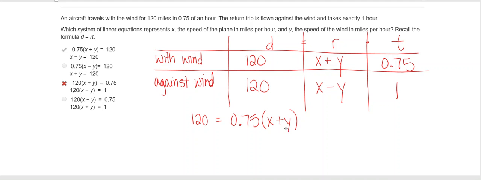Against the wind, again, distance equals the rate times the time. The time here is 1, so multiplying x minus y times 1 doesn't do anything. We can just write x minus y. You're welcome to put it in parentheses, you're welcome to put the 1 out in front, but you have to recognize when you see the answers over here that it is the same. So it looks like on yours, you might have done it exactly right. You just did distance times rate equals time instead of distance equals rate times time. So here's the correct answer.